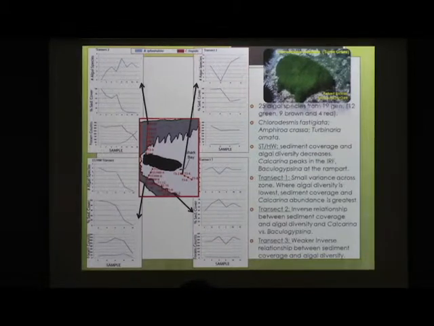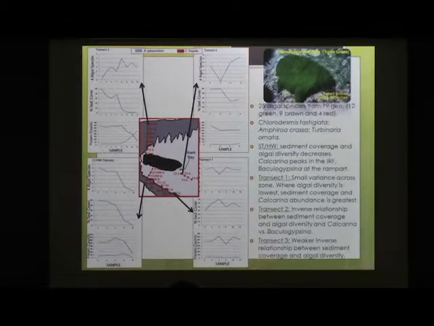abundance was highest. Transect 2, that's this one up here, you had an inverse relationship. So as you're heading out to the edge of the reef, you had a real increase in algal diversity around here, and then it starts to decrease as you get further out. And then you had, of course, less sediment coverage because of the coral cover, but you had an inverse relationship between Calcarina hispida and Bacillogipsina. That Bacillogipsina was really happy as it got further and further out to the reef edge.